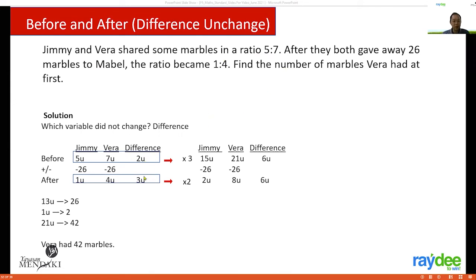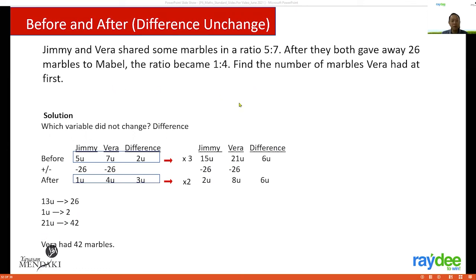So look at here, this is 2 units, 3 units, right? This is the ratio before and this is the ratio after. I should make the difference the same. So to make them the same, I times 3 here, this one times 2, and I get 6, right? And then I compare the difference, which tells me that 13 units equals 26. So looking at the second set of ratio, after I've made the difference the same, I found that 13 units equals 26. So 1 unit equals 2.